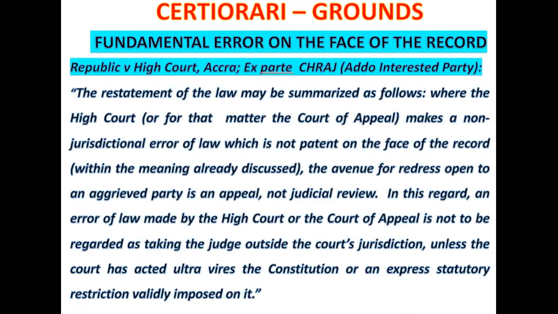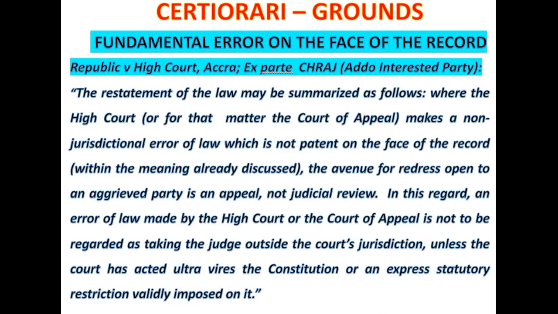The restatement of the law may be summarized as follows. Where the High Court, or for that matter, the Court of Appeal, makes a non-jurisdictional error which is not patent on the face of the record, the avenue for redress open to an aggrieved party is an appeal, not judicial review. Again, where the High Court, or for that matter, the Court of Appeal, commits a non-jurisdictional error which is not patent on the face of the record, within the meaning already discussed, the avenue for redress open to an aggrieved party is an appeal, not judicial review.